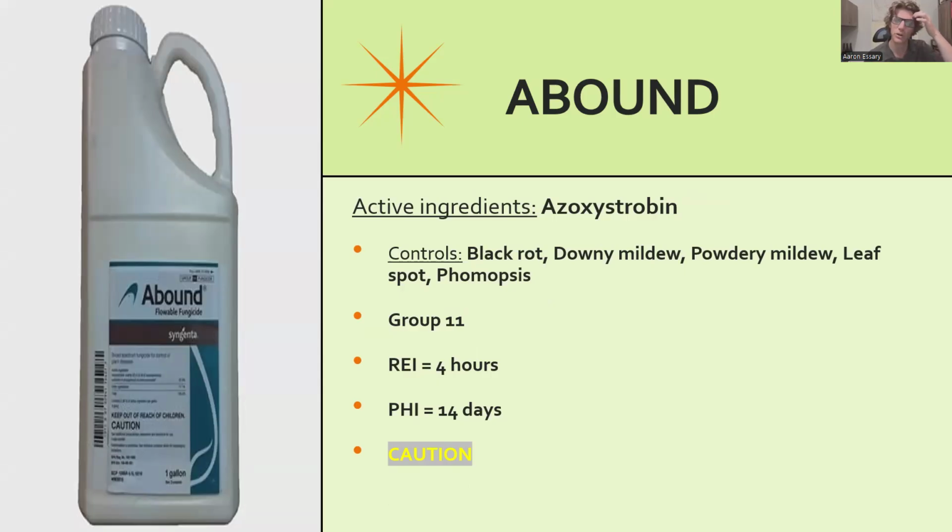This one has a very short REI, 4 hours. You could spray this in the vineyard in the morning and then just be back to work after lunch. So again, depending on what you have to do in the vineyard and the fungus you're trying to target, Abound has a quick re-entry interval, but a 14-day pre-harvest interval. So you cannot harvest for 14 days, just FYI. Caution signal word. It's a good one.